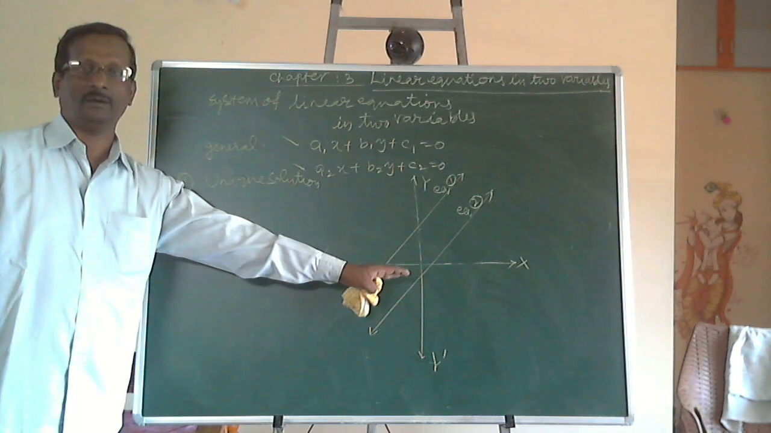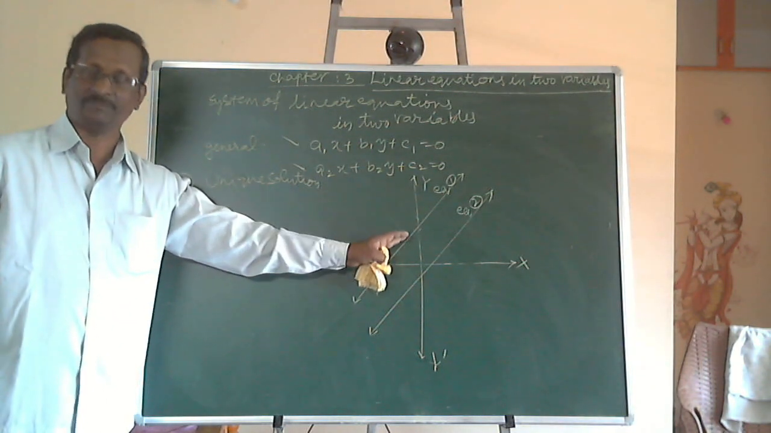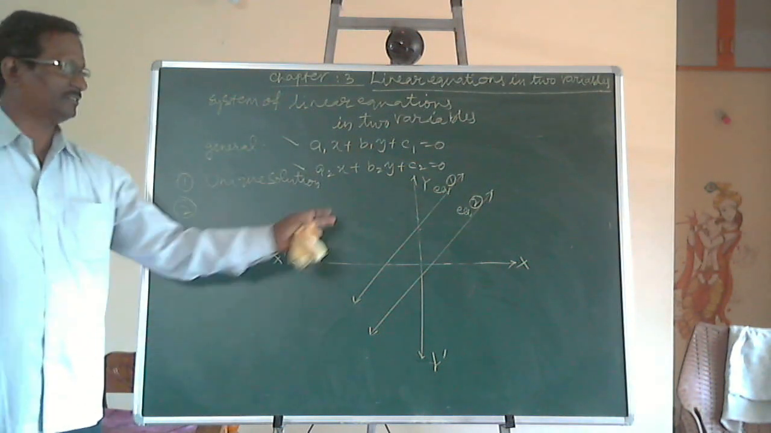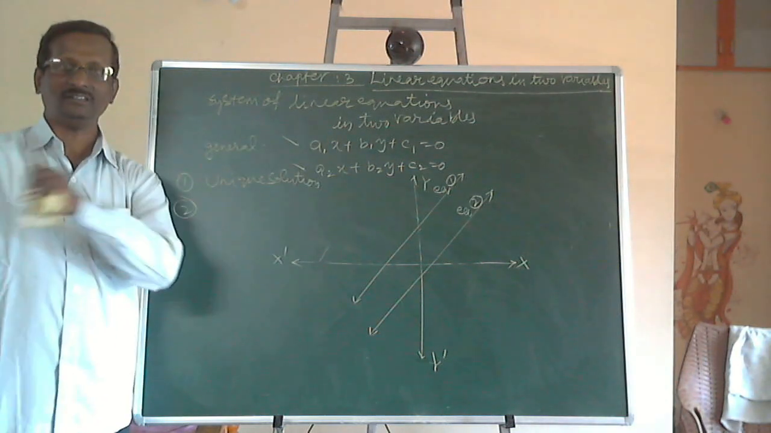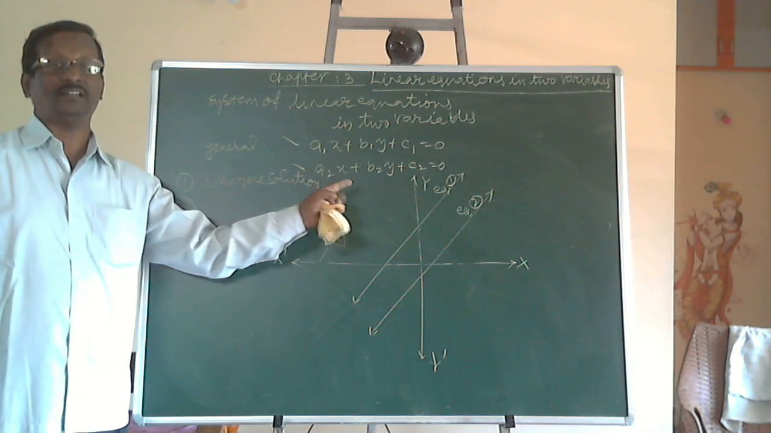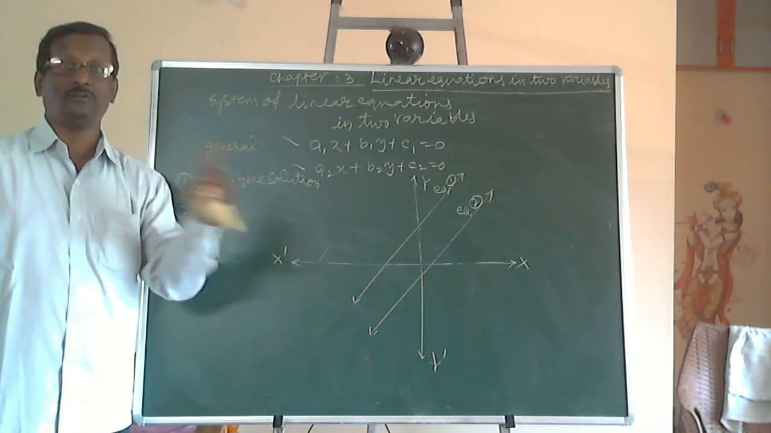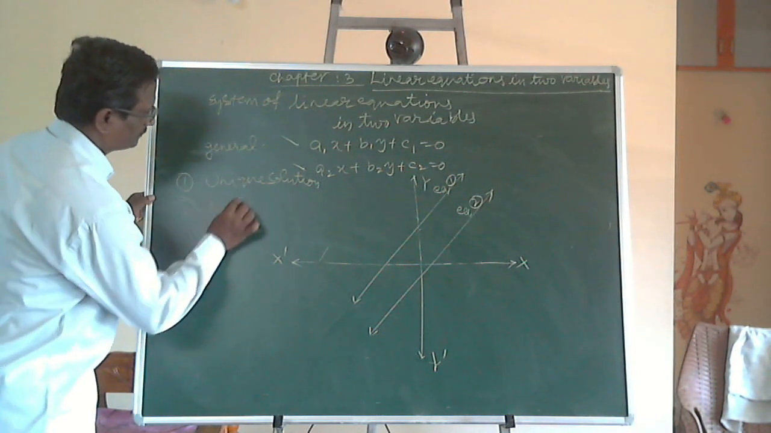In case of any common point, the x coordinate and y coordinate of that common point give a common solution, which is the solution of the system. If there is no common point, there is no common solution, which means the system has no solution. Means if the equations are representing parallel lines, that system of equations has no solution. Here, second case, no solution.